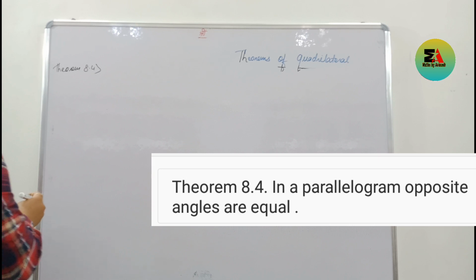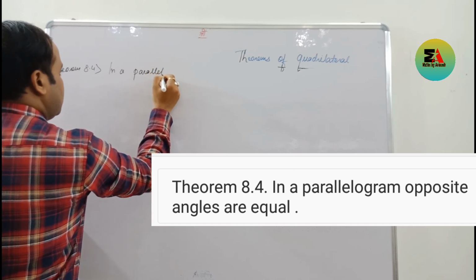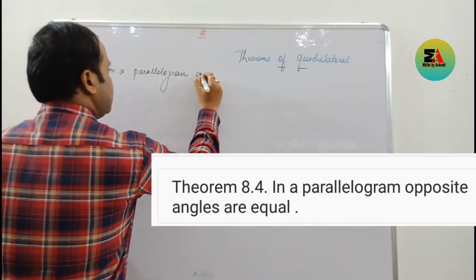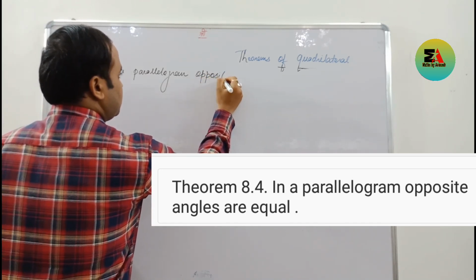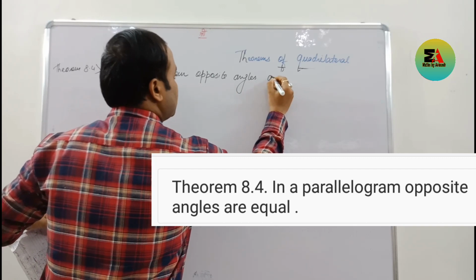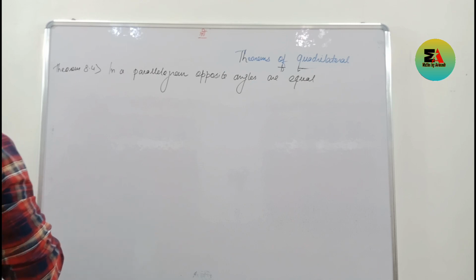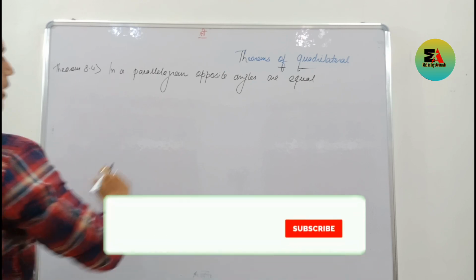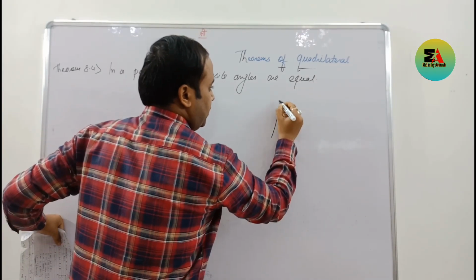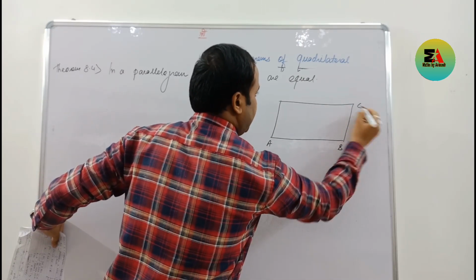The theorem says: in a parallelogram, opposite angles are equal. We have to prove that in a parallelogram opposite angles are equal. This is the figure. We have a parallelogram ABCD.